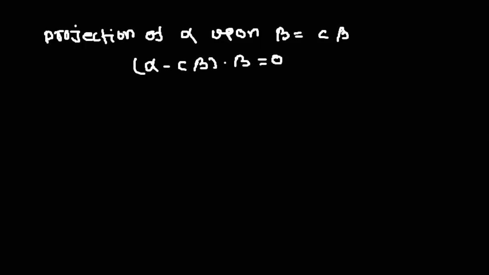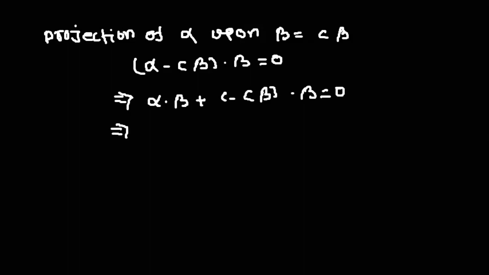Now we can use the inner product rule, the rule of linearity. From there we can write alpha dot beta. It looks like the distribution property of scalars. Similarly, you can use this type of distribution property for vectors over here. So this is going to be alpha dot beta plus minus c beta dot beta equals 0.